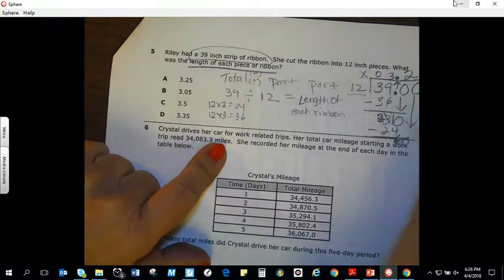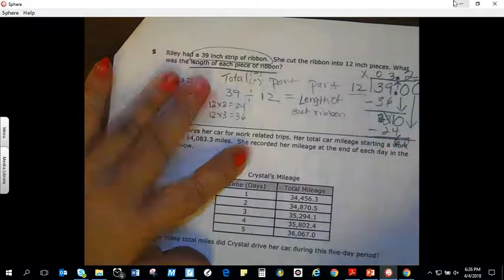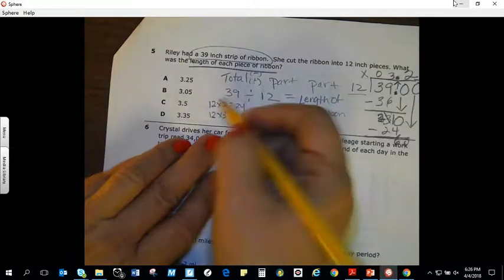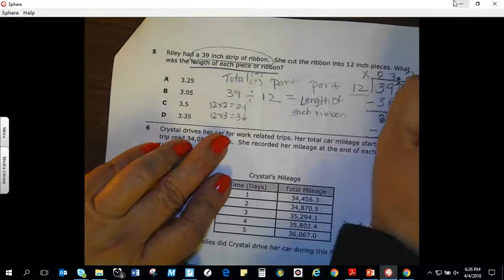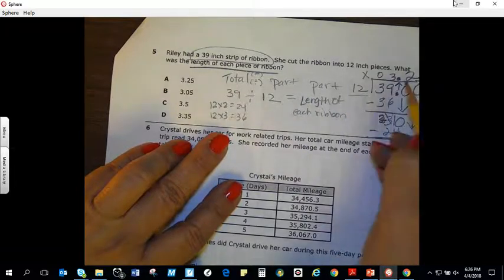Can y'all read that? Let's see if I can just erase it. So it makes it 60. Well, I know that 12 times 5 equals 60. And that gives me a 0. So my answer is 3 and 25 hundredths. So see, that's so good.